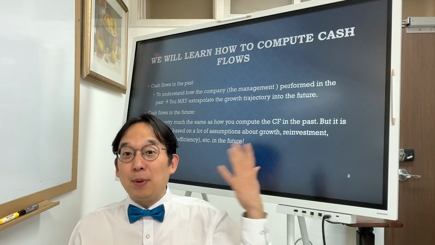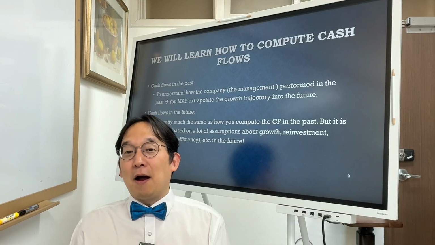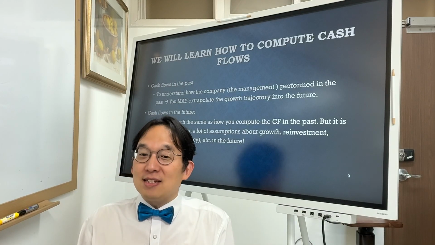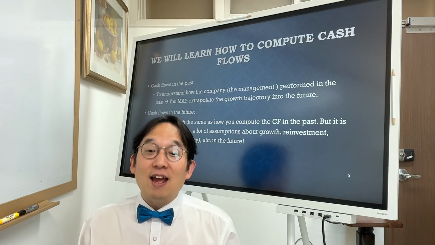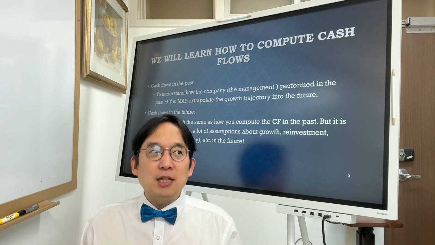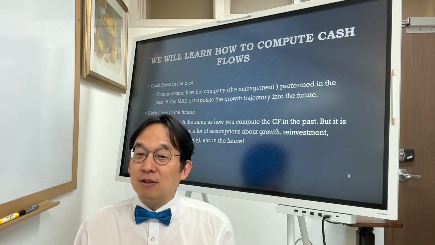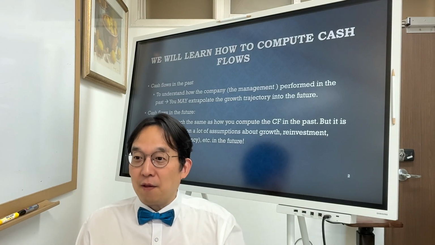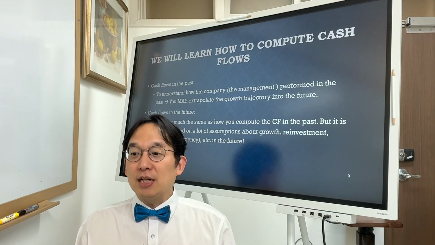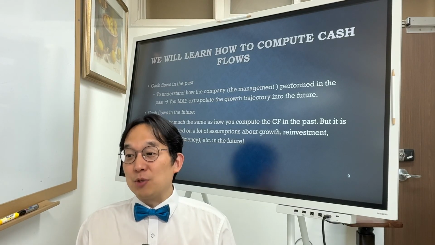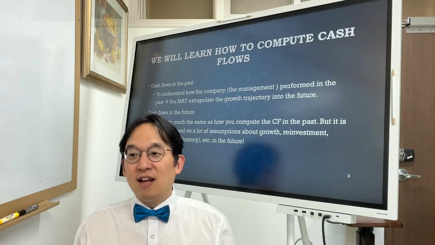If the company was doing good in the past, more likely than not, they will perform good, and vice versa. But that's not all, because the business environment, the business cycle changes, and the management team changes, and the people also change. So cash flows in the future is something we have to consider in addition. It is pretty much the same as how you compute the cash flow in the past, but it is projected based on a lot of assumptions about growth, reinvestment, and profitability or efficiency, etc.